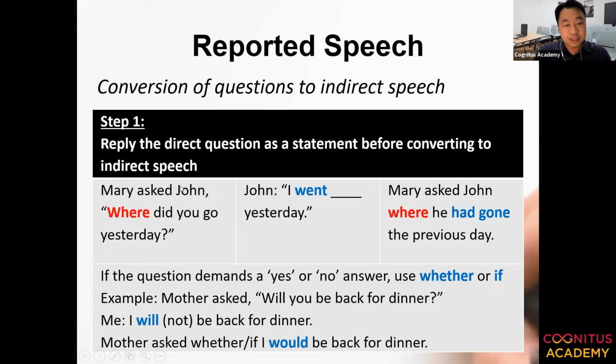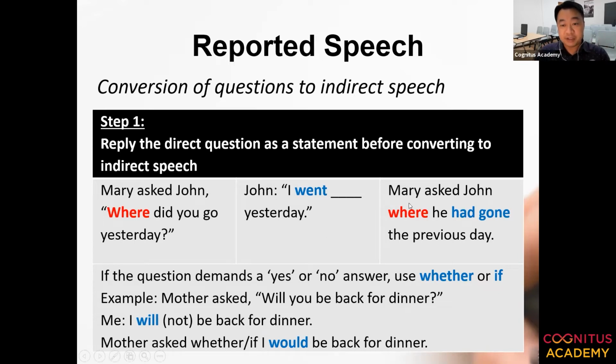First, be the person being asked. So John is going to reply to Mary, and John is going to say, I went, because did you go is a past tense. So I went. Now the answer doesn't matter. We just want to preserve the structure of the sentence. So I went blank yesterday. So we will use John's response to convert that into reported speech.